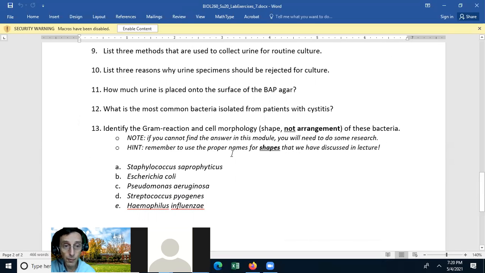The hardest part will be identifying the gram reaction and cell morphology of these bacteria. So tell me, is Staphylococcus saprophyticus gram positive or gram negative? And tell me its shape. Shape means, is it a cocci, is it a bacilli, or maybe a coccobacillus? Okay? All right, any questions?